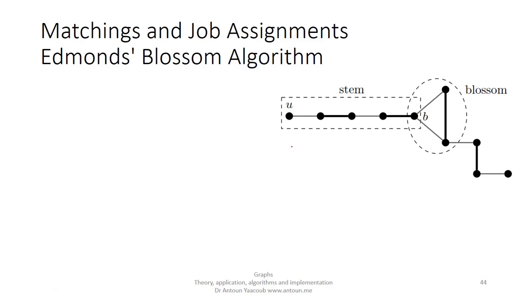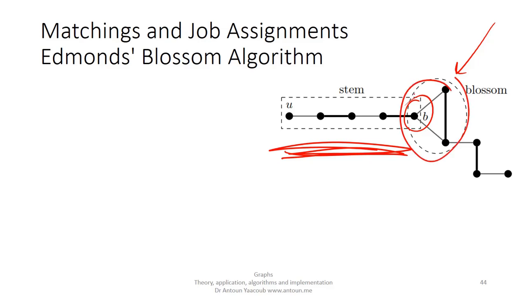So this stem, as you can see, is the maximal common initial path out of U. So this is the common and the initial path. So it's common for the two alternating paths. So it ends with a vertex. We call it B, and the vertex B is called the base. So B is the base. So the blossom, this is another definition, is the odd cycle that is obtained by removing the stem from the flower. So this is the cycle that is obtained from the flower.